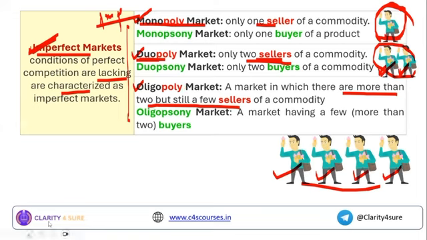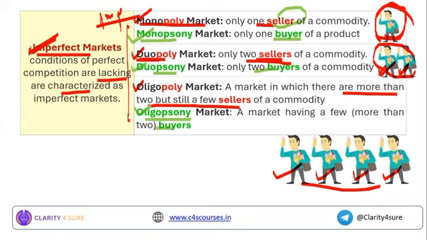So this was from the seller's perspective. Now from the buyer's perspective, we have concepts like monopsony, duopsony, and oligopsony. Monopsony is when we have only one buyer, duopsony is when we have 2 buyers, and oligopsony is when we have more than 2 but few buyers.